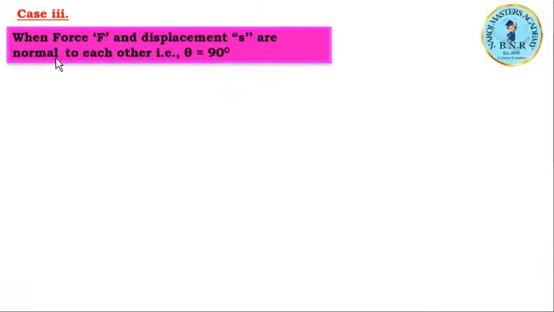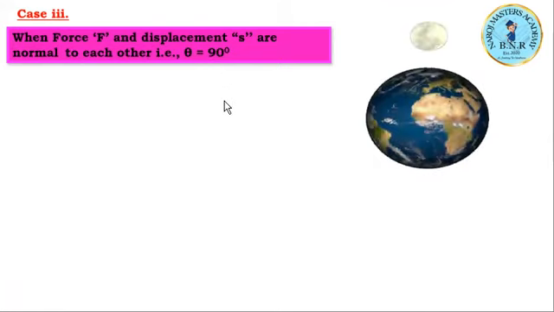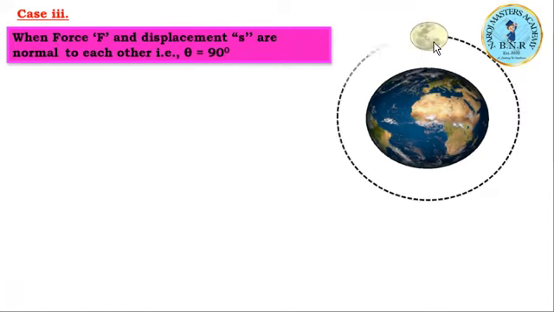Case 3. When force F and displacement S are normal to each other, that is theta is equal to 90 degrees. Normal means perpendicular to each other. If you see here, the natural satellite of Earth is the Moon, which is moving in this direction. This is displacement, and this is force, the gravitational force towards Earth. This is the radius. Here, if you see, the angle is always 90 degrees.